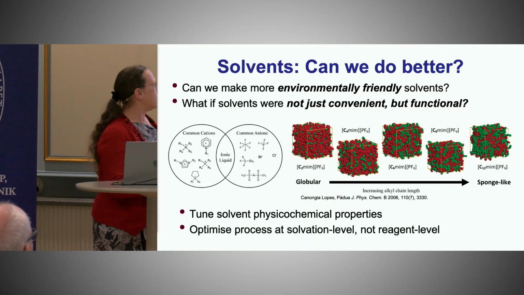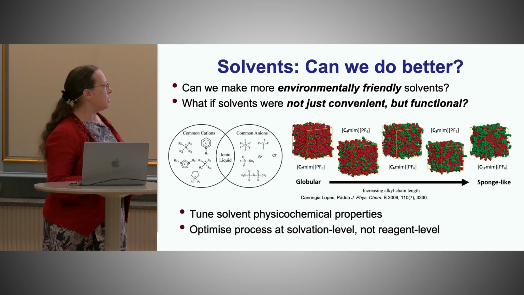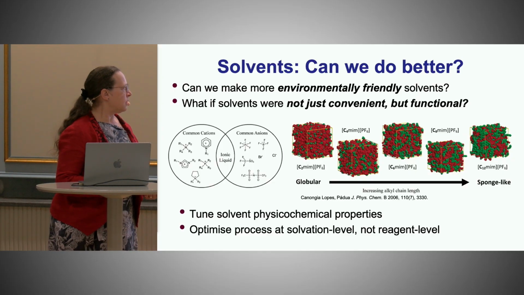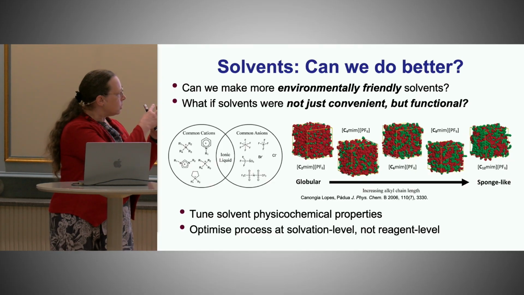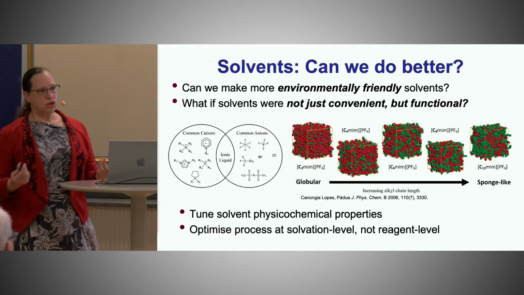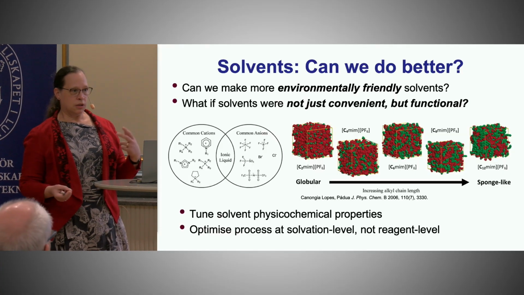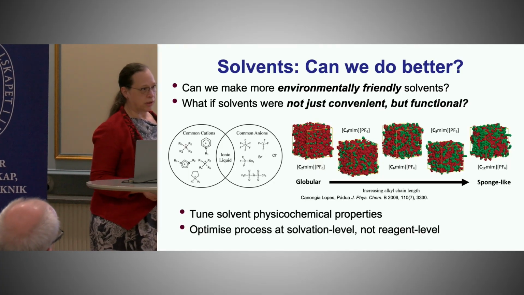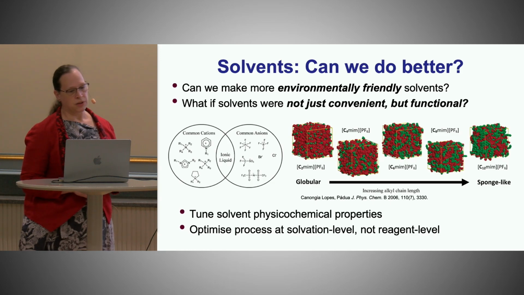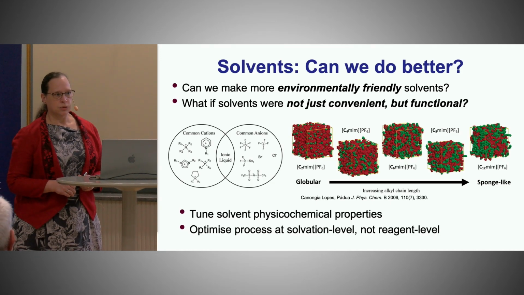And so this is an example from the ionic liquid field where by changing the structure of the cation here, they can generate structure within the solvent. So you can see that the green parts become more and more prevalent, causing the red parts to sort of cluster. So you end up with a transition from sort of globs of green into this sponge-like phase. So we can tune the solvent properties, we can tune its polarity, what it can dissolve, and therefore try to optimize processes at the solvation level rather than the reagent level.